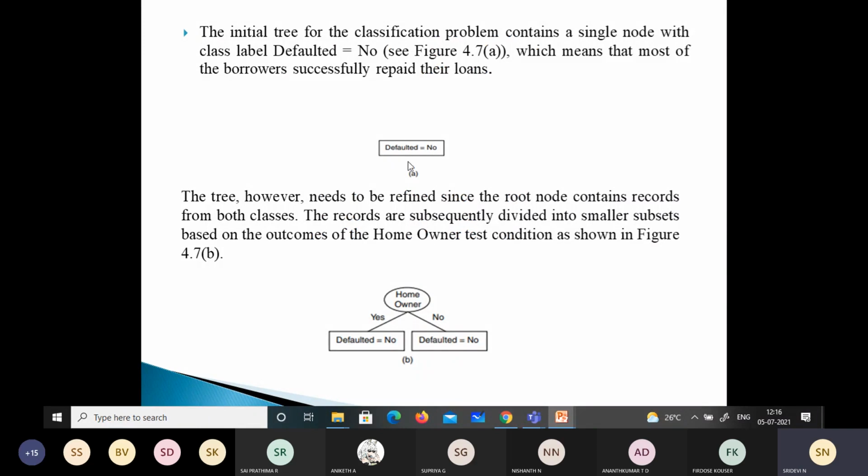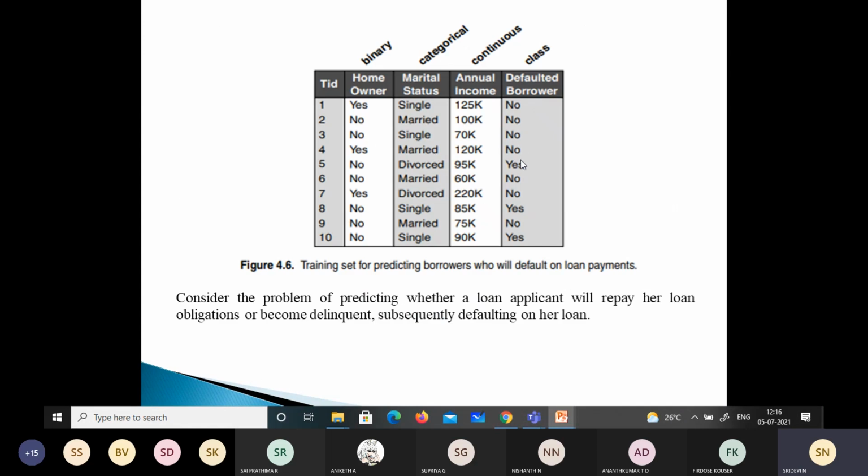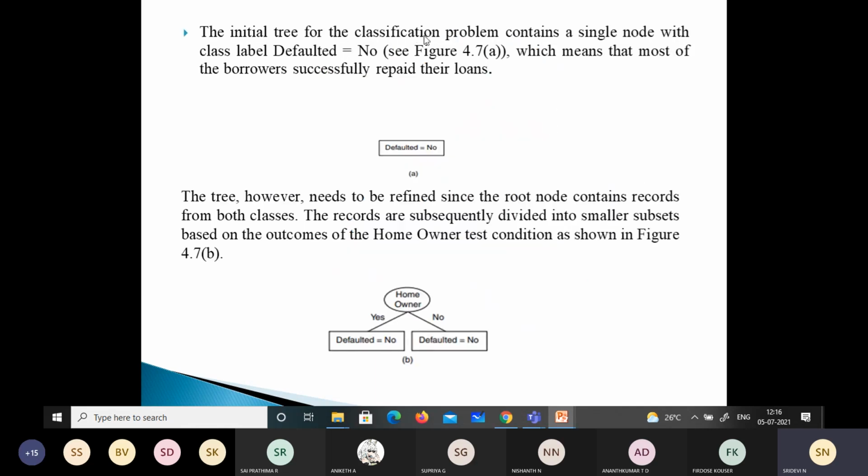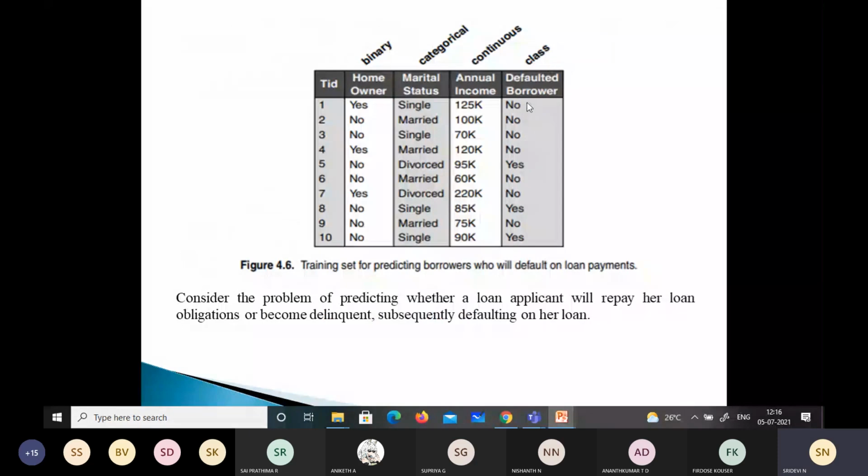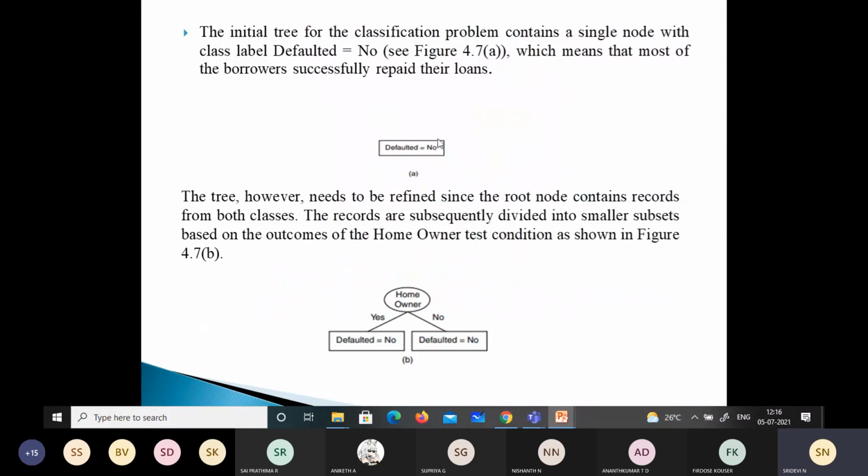Why have I taken defaulted as no? Why not yes? That is because maximum people are no. That means they have repaid the loan. So I'll consider this maximum value in the class label, and I start the initial tree with a single node and label the class as defaulted no, which means that most of the people have repaid their loans. But we would have stopped with this only if there was only one class here. Clear? If I had only all no's, I would have ended up like this.